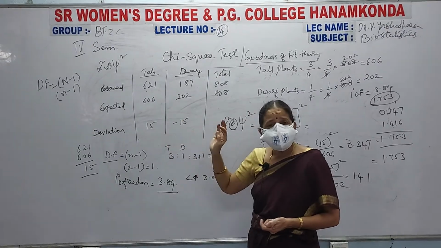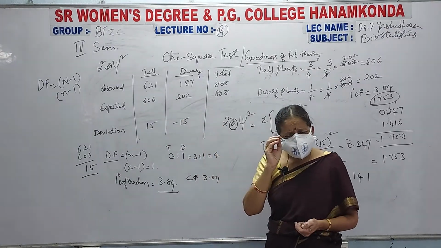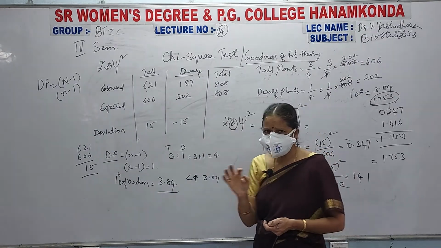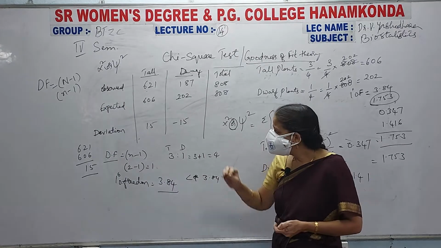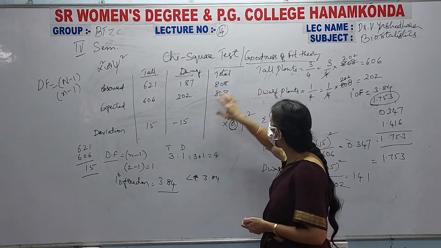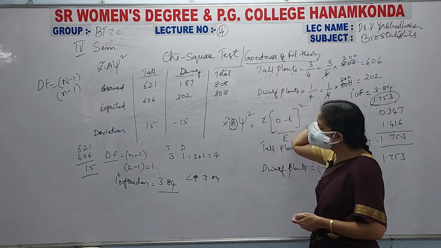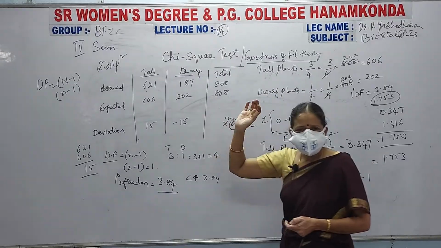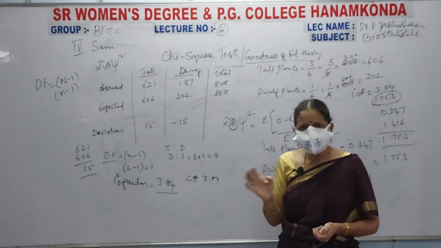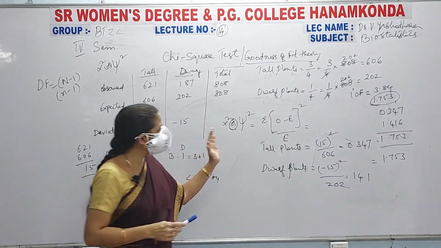So this is nothing but a very meager or very small difference, a minimum difference, not a major difference, a minor difference. For that reason these results are fitting into goodness of fit theory, that is the chi-square test. So you can say that your results are correct. This is for monohybrid ratio.